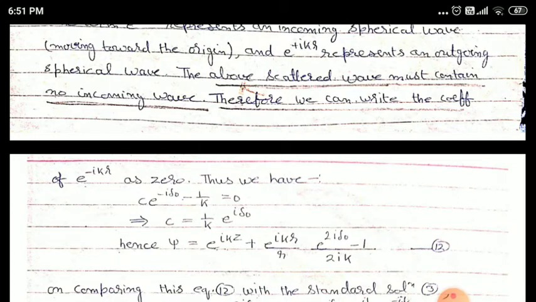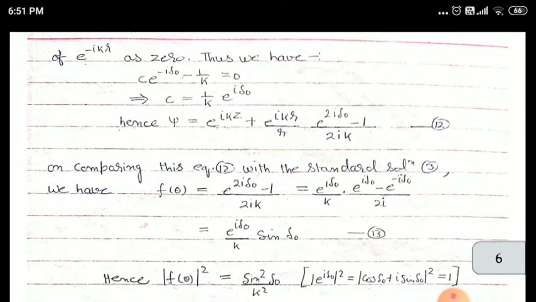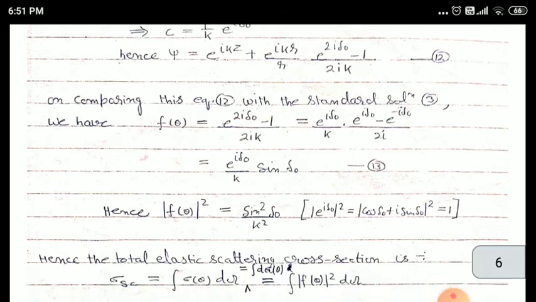So, by putting the coefficient of e raised to power minus ikr as 0, we will have c into e raised to power minus i delta 0 minus 1 upon k is equal to 0. And when we solve this equation for c, we will get c is equal to 1 upon k e raised to power i delta 0. Hence, psi will be equal to e raised to power ikz plus e raised to power ikr upon r multiplied by e raised to power 2i delta 0 minus 1 upon 2ik. This is equation number 12.